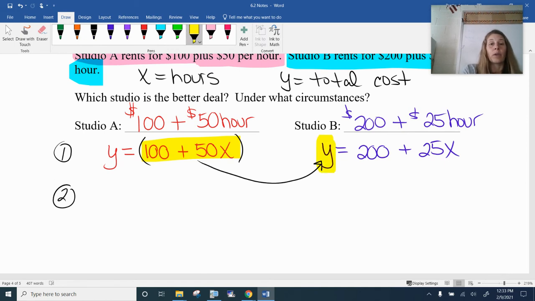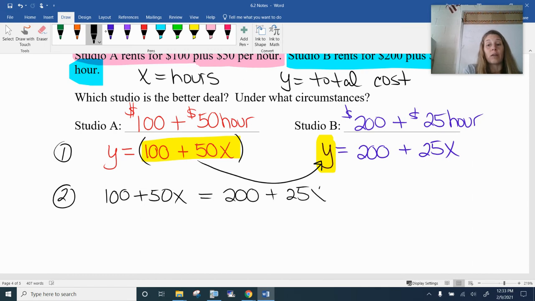So in this type of problem, it works out really nicely because basically, since both 100 plus 50x equals y and 200 plus 25x equals y, you're basically just going to set them equal to each other. And you're just saying, when are these two studios going to cost me the same? So studio A, 100 plus 50 an hour. Studio B, 200 plus 25 an hour. So at how many hours will these cost me the same?